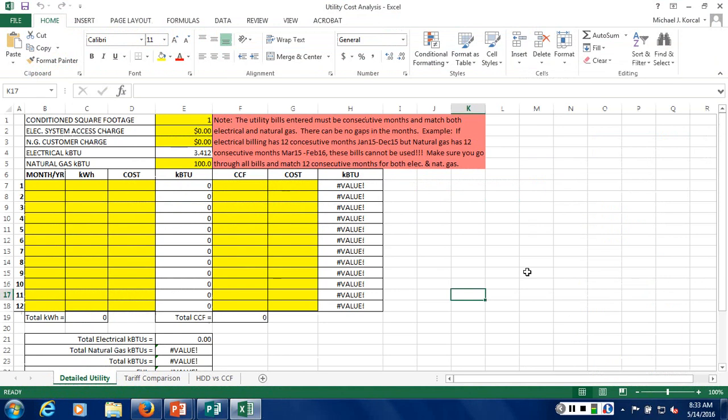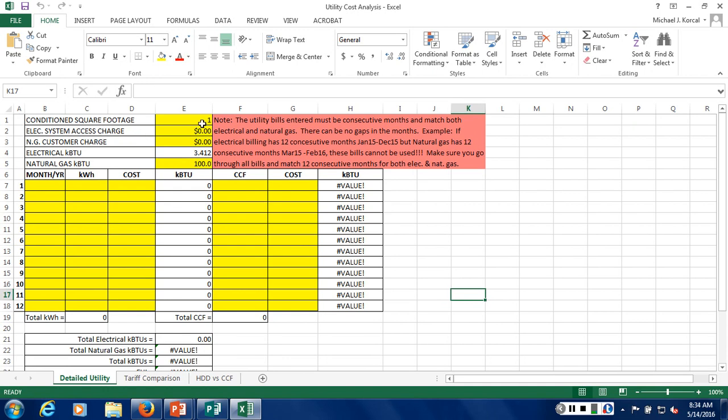The other thing I wanted to show you quickly is the spreadsheet that you're going to be working with this week. This is my utility cost analysis spreadsheet. If you look at the bottom, there are 3 different worksheets. There's a detailed worksheet, where you put in all the utility bills. There's a tariff comparison, where I have one specific tariff that's related to the building you're working on, and then an automatic heating degree day versus the gas consumption. So the first thing you'll be doing is taking the utility bills and filling out the yellow on this.